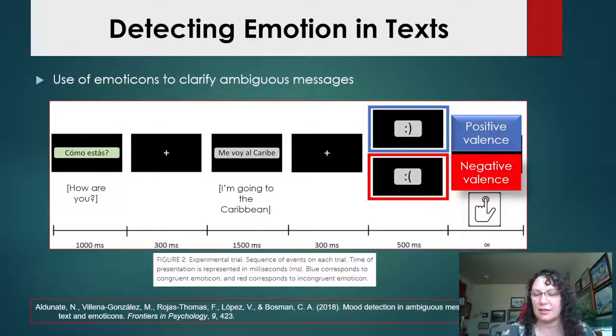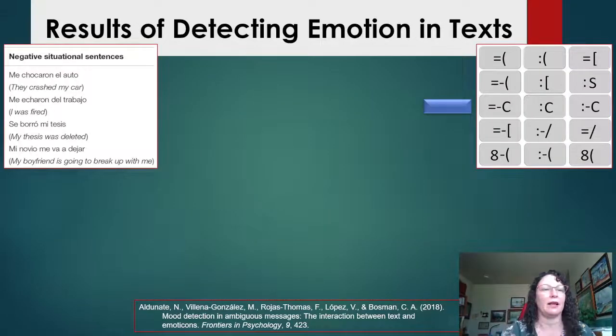And they had a series of these kinds of texts that they sent. So they had things like, they crashed my car, I was fired, my thesis was deleted, my boyfriend was going to break up with me, these were all negative messages. And then these on the right-hand side were the different negative emoticons, which I did not know a lot of, and I might start using them. Like that upside down capital C, that looks like a serious frown.